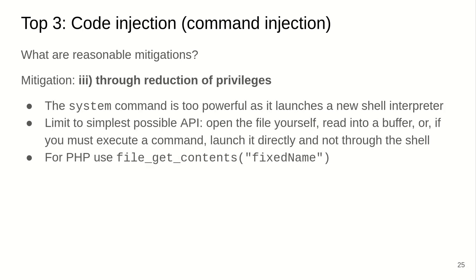Third option, you could reduce the privileges. System is extremely powerful as it launches a new shell interpreter, and you often don't need a new shell interpreter. So limit to the simplest possible API. Open the file yourself, read it into a buffer, or if you must execute a command, launch it directly, not through the shell. In this concrete example, we could just use the PHP internal function file_get_contents of the file name, and this would be perfectly sufficient to introduce this information.